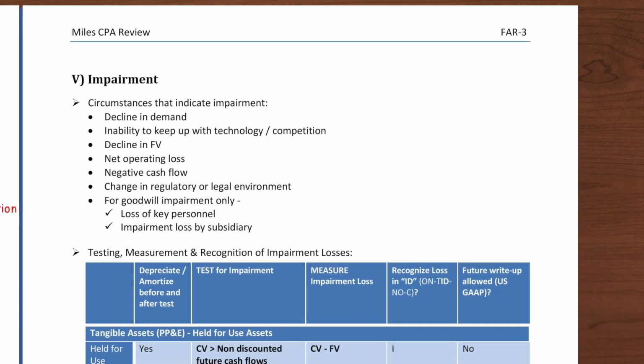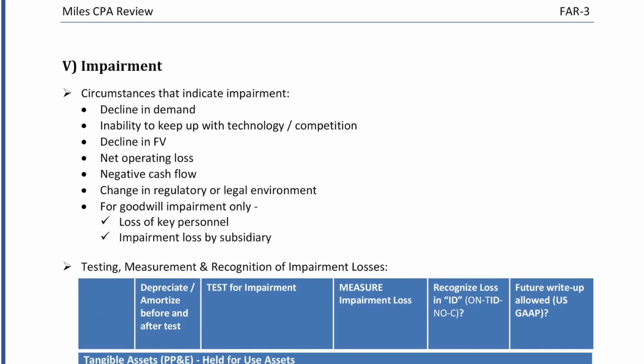On page 23, we're looking at impairment. Now, the circumstances that indicate impairment, that indicate that something may go wrong. These circumstances include, let's say, a decline in demand for the products or services offered by the entity. It could be inability to keep up with technology or competition, new competitors coming in, new tech coming in. Decline in fair value, a net operating loss, the company is going through tough times, negative cash flow, or some changes in regulatory or legal environment.